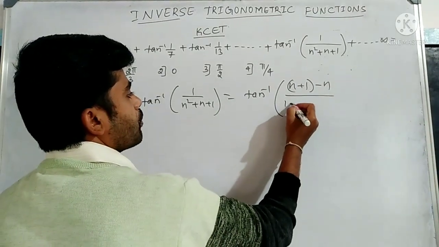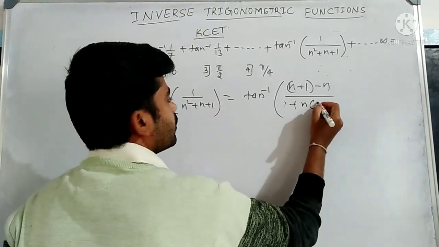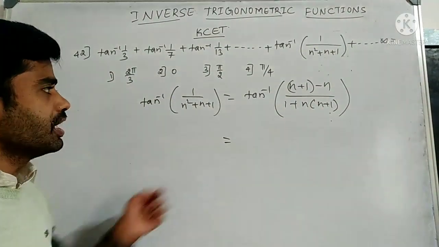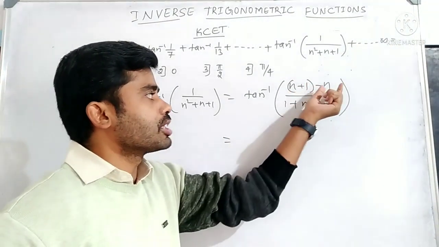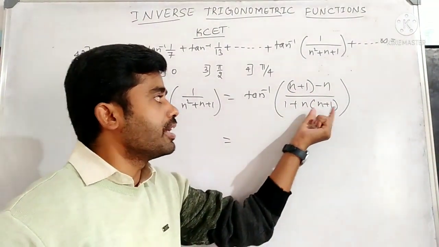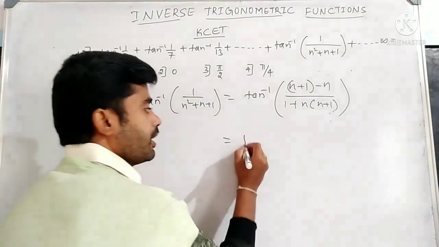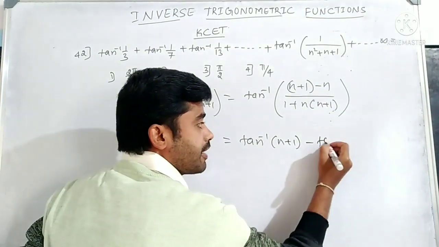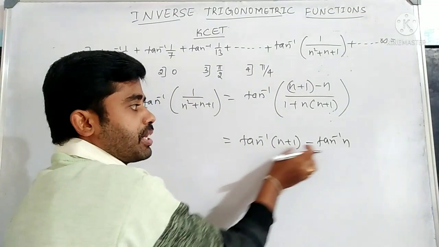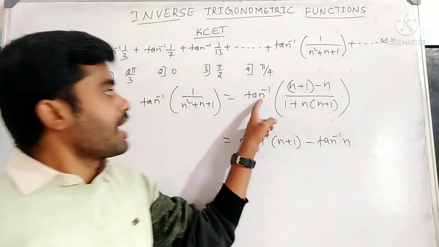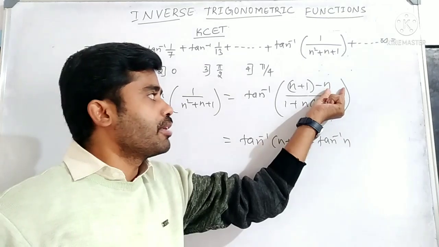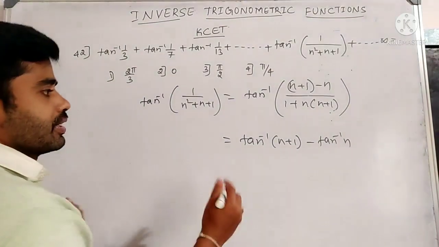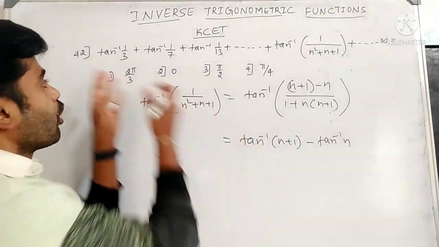First I will write 1 plus, and in these two terms I will take n common, n into n plus 1. This is how it is: tan inverse of a minus b by 1 plus a into b. It is nothing but tan inverse n plus 1 minus tan inverse n. Tan inverse a minus tan inverse b formula. Okay? Tan inverse of n plus 1 minus n by 1 plus n plus 1 into n. Now I can predict the nth term, how the terms are.